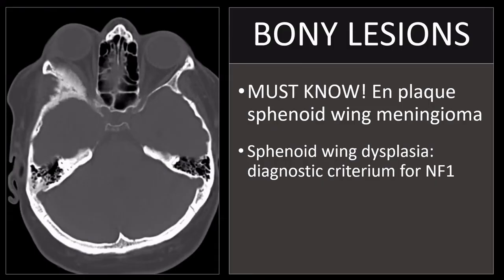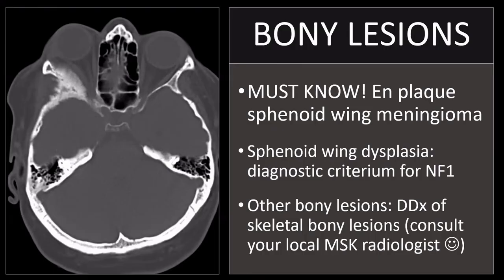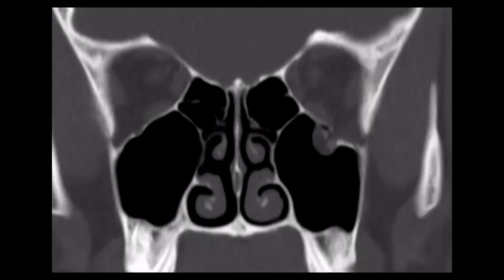Remember that if a patient has aplasia or dysplasia of the sphenoid wing, the patient will very likely have neurofibromatosis type 1, and it's a diagnostic criterion for neurofibromatosis type 1. And lastly, if you see any kind of bony lesions, the differential diagnosis is basically the same as it would be for bony lesions in other parts of the skeletal system. So if you have no idea, then maybe consult your local musculoskeletal specialist. Maybe he will help you with the diagnosis.